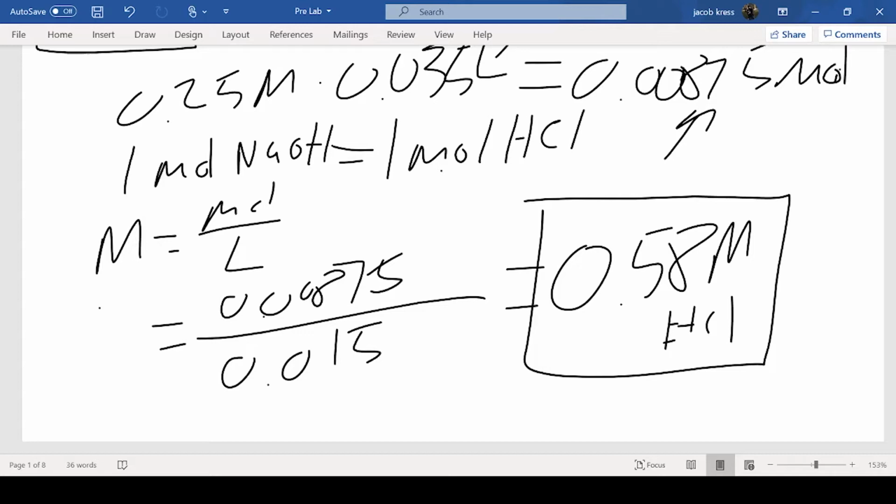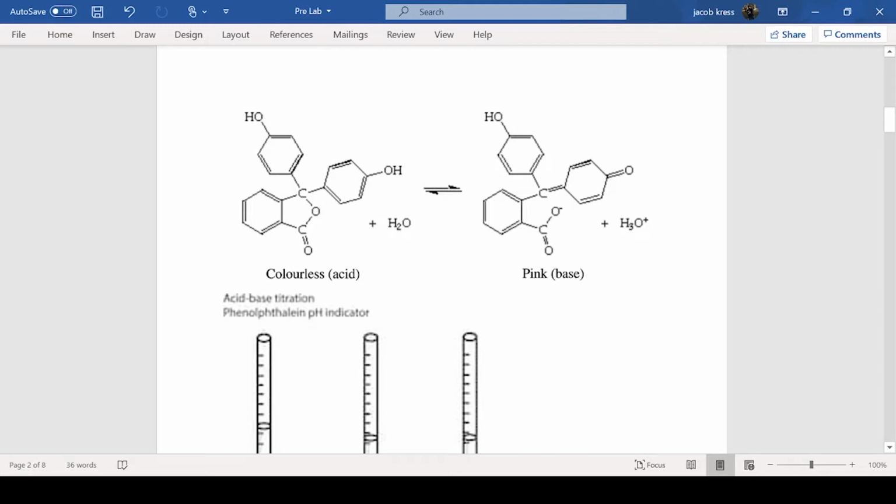But in order to better understand that, we have to first go over what the indicators we're going to be using are. So indicators are chemicals that we use in the lab that tell us the pH of a solution. They don't actually interfere with the reaction going on. They just let us know via a color change what is going on. So this right here is an example of an indicator. This is phenolphthalein.